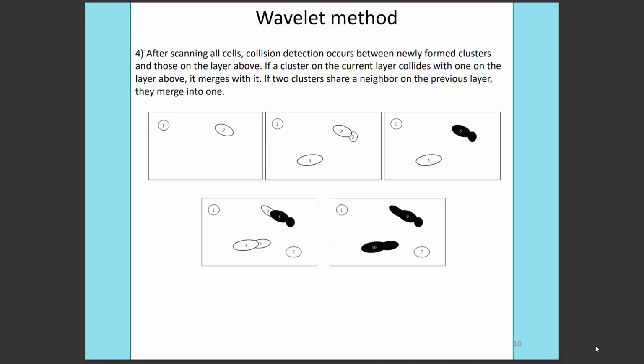collision detection occurs between newly formed clusters and those on the layer above. If a cluster on the current layer collides with one on the layer above, they merge. Additionally, if two clusters share a neighbor on the previous layer, they merge into one.